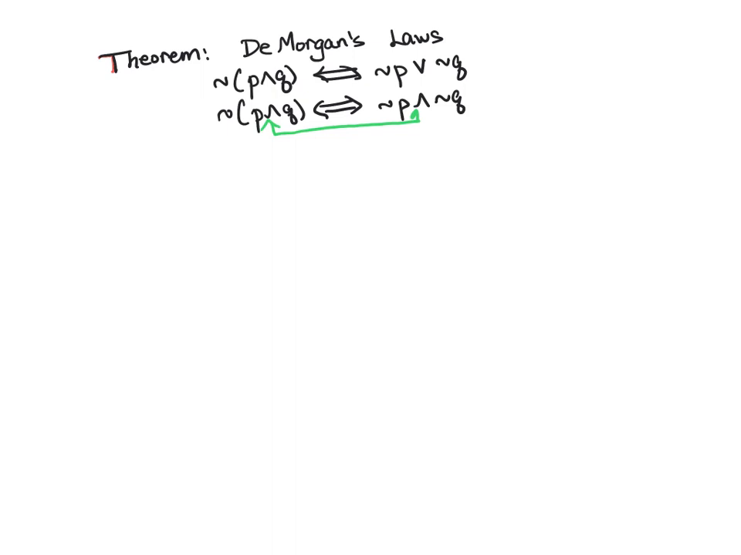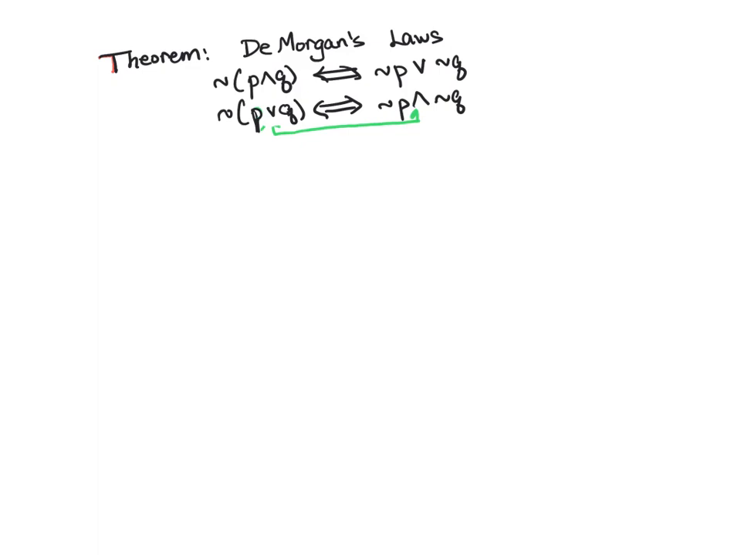So let me do that. Okay, I wrote it twice. Oh, that's not good. So let me do that again. All right. So we've got or here. Oh, or here. And that becomes and. So the opposite connective appears.